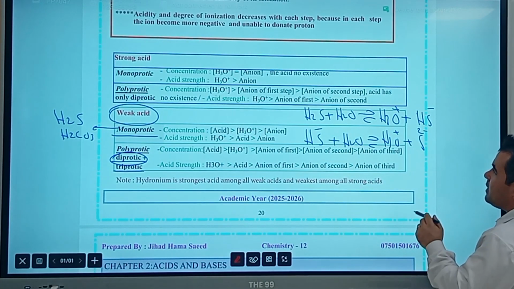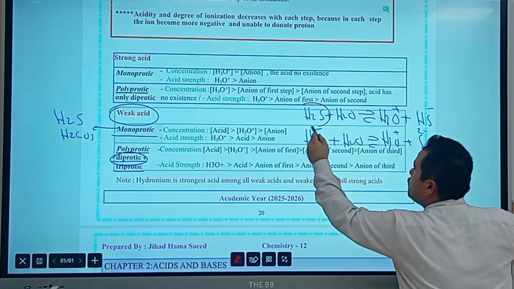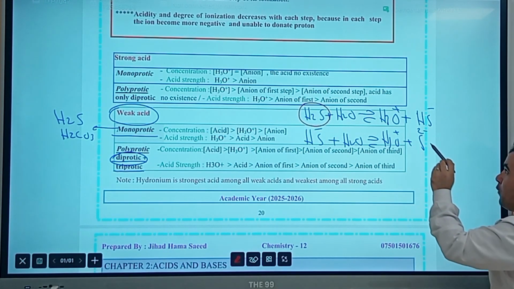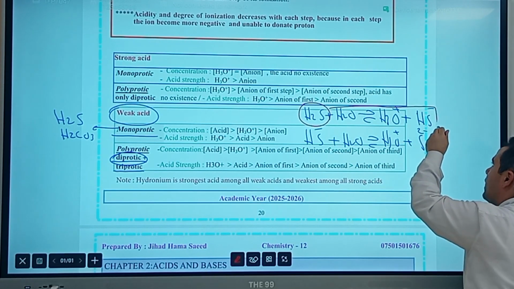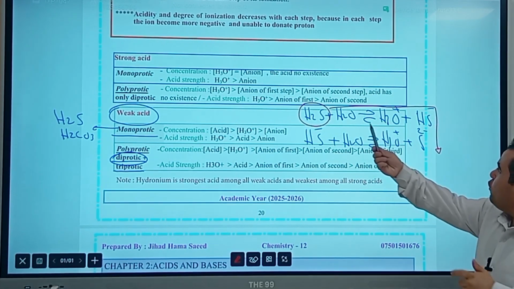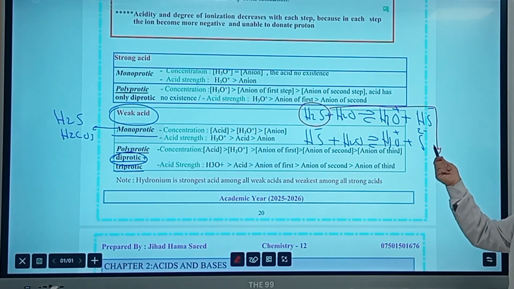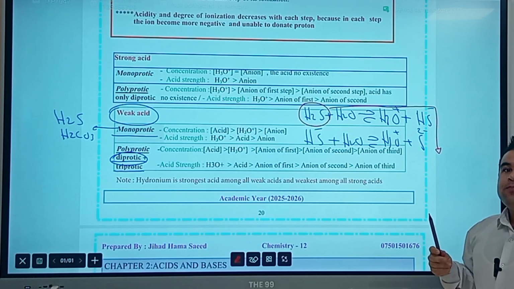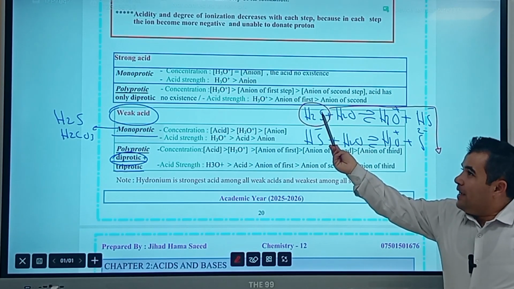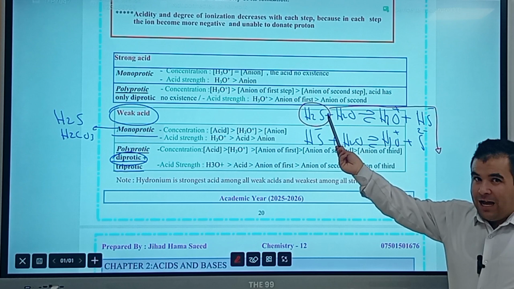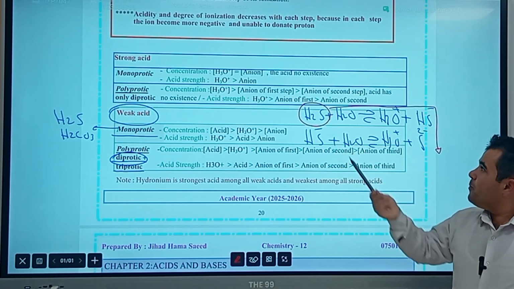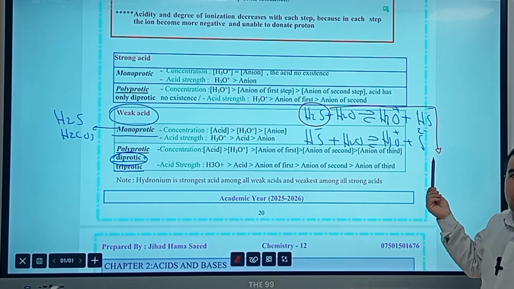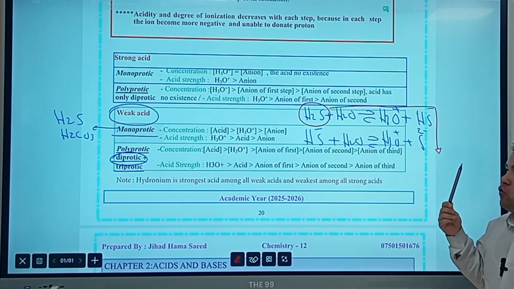So guys, in this case, the acid has the highest concentration, followed by hydronium, anion of first, anion of second. Just draw a line from the acid toward the most negative species and you'll get the sequence of concentration. The weak diprotic acid has the highest concentration, then the hydronium, then the anion of first, then the anion of second. This is for the purpose of concentration.